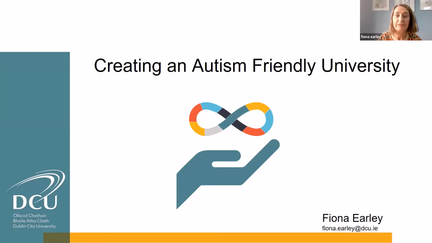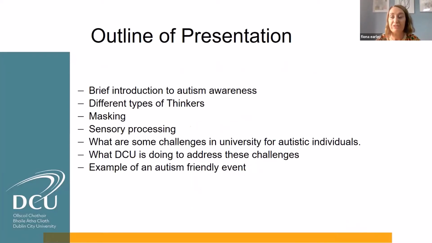So I'll just start. What we're going to talk about today is a very brief introduction to autism awareness, which will include different types of thinkers. All our brains are different. So I want to talk a little bit about what it might feel like if you think differently to the majority of people. A little bit around masking, because it's quite common within the autistic community to mask your behavior to try and blend in. Sensory processing is really important in different environments.